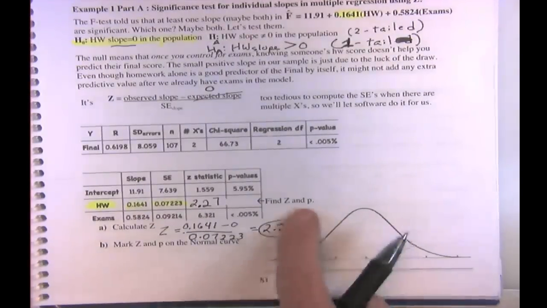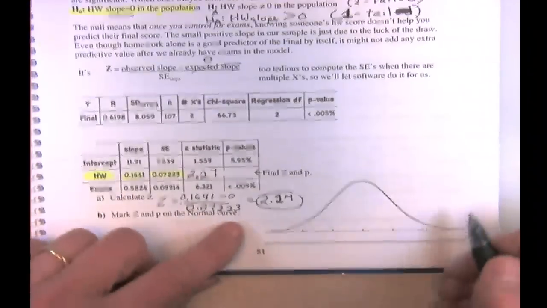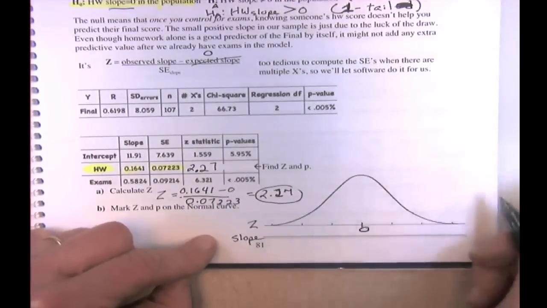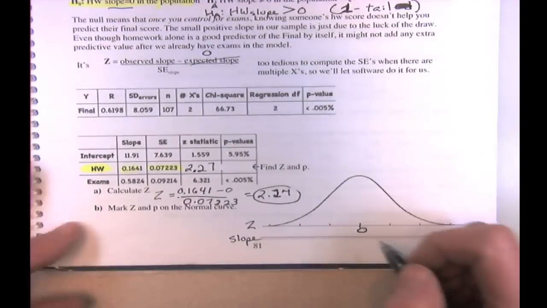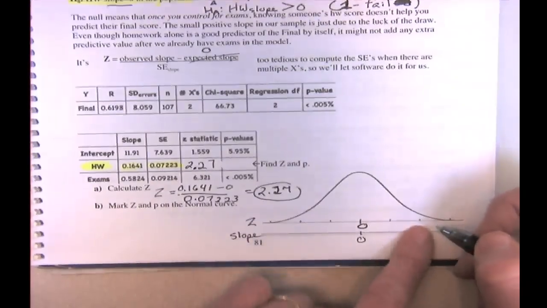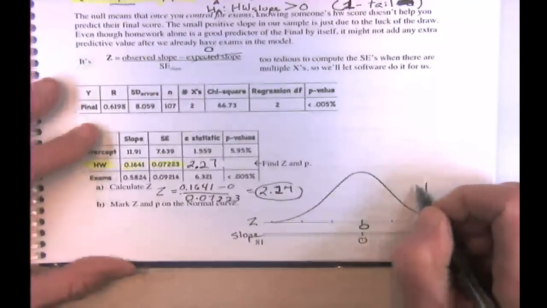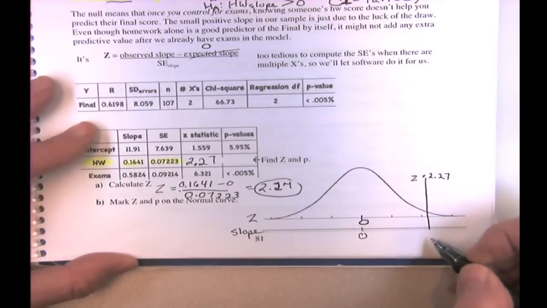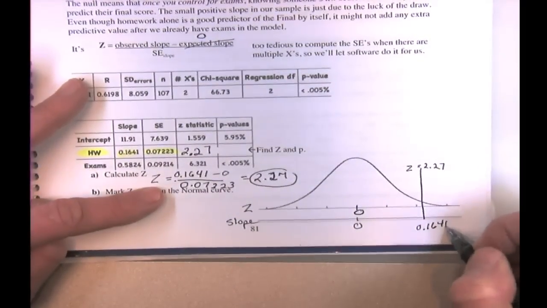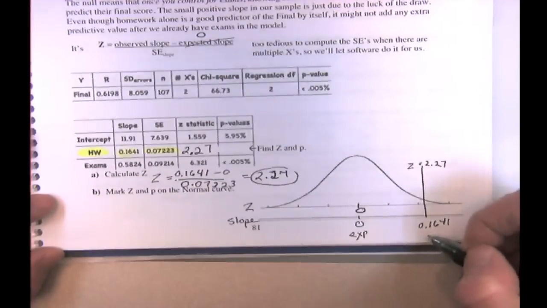So how do you think we're going to find the p-value? Well, what I'm going to do is just mark it as a z-score. We have a z-score, and now we can say a slope. And in the middle is 0, right? For both, we expected a slope of 0. And as a z-score, we got 2.27. So 2.27 is going to be about here. So that's z equals 2.27. And of course, as a slope, what is that? That is 0.1641. And we just want to see how, this is what we expect. This is our expected. And this is our observed.